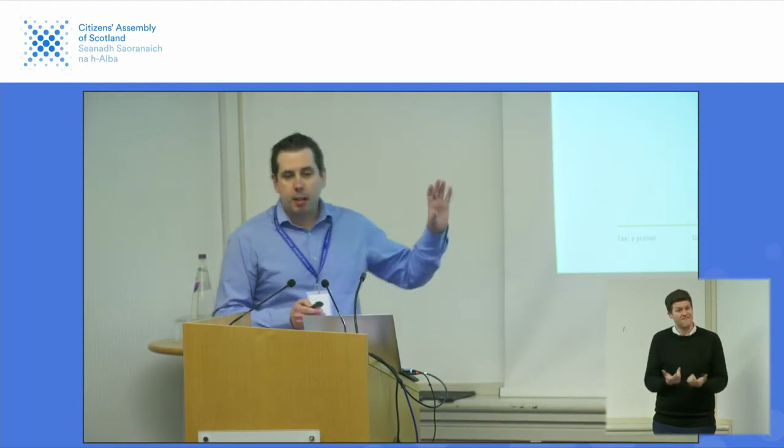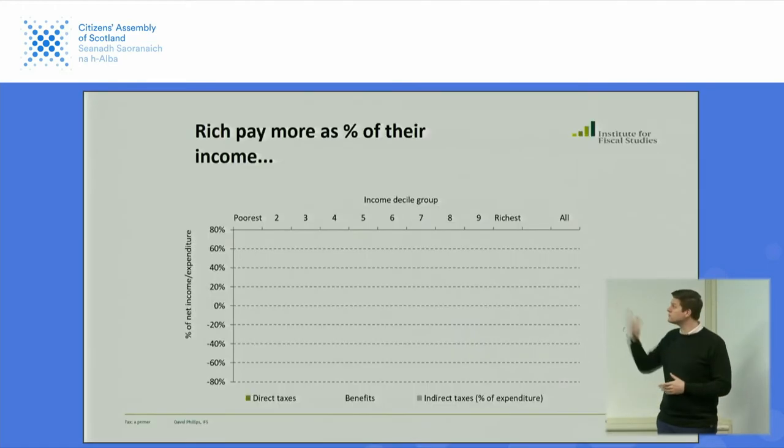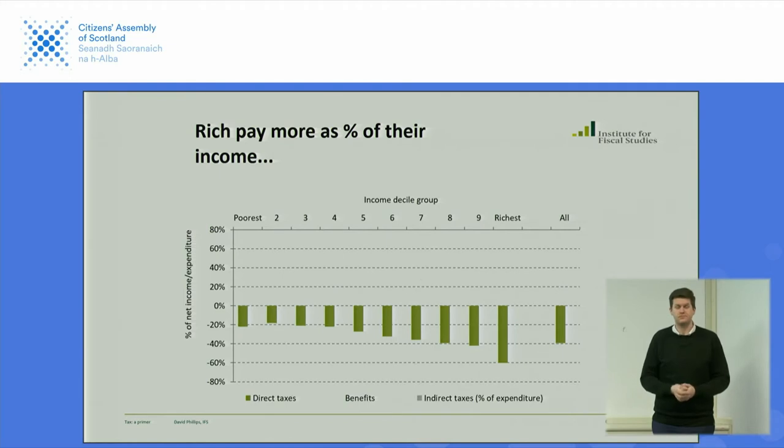So to look at this, I'm putting a little graph on screen. And what I do here is I put households into 10 equal-sized groups with the poorest group on the left and the richest group on the right, and then look at the share of their take-home income that they pay in tax. And I first look at direct taxes. That's taxes on income and earnings and council tax. And you can see we have a pretty progressive system. The poorest groups pay about 20% of their income in tax. The richest group, about 60%.